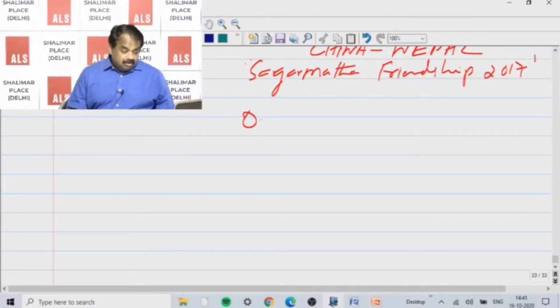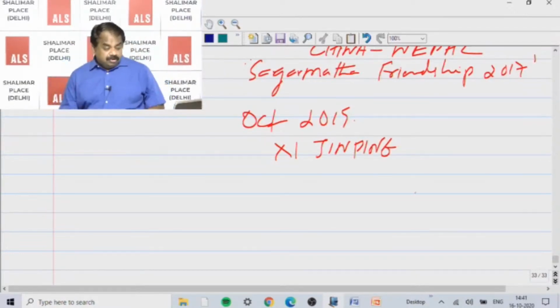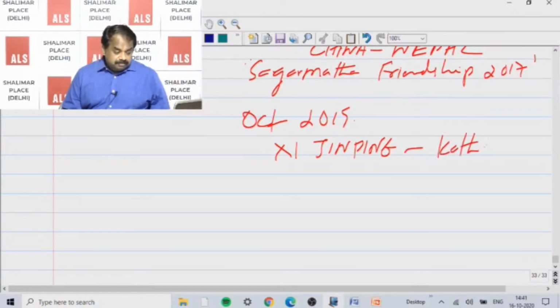Then in October 2019, after our Chennai Connect, after his India visit, Xi Jinping visited Kathmandu for a 2-day visit.